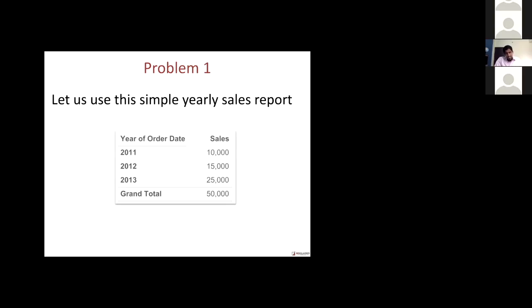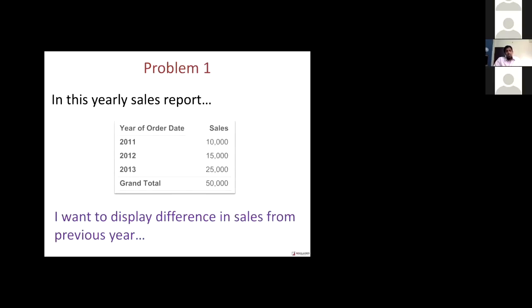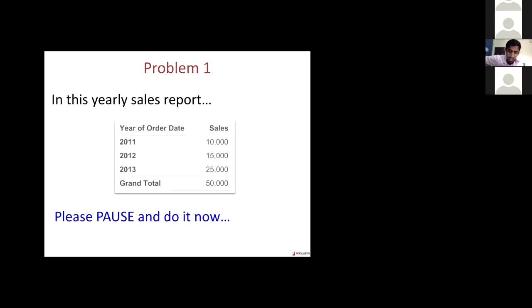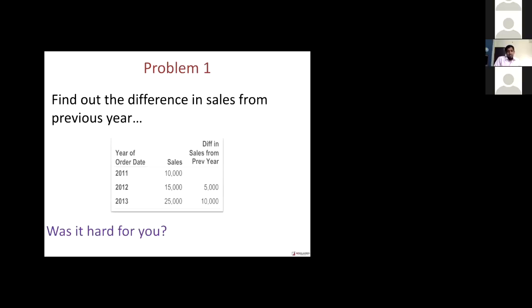So to illustrate this, let's start with this simple report. Nothing fancy here, just three years, simple numbers that you can add up, right? Everything is nicely rounding up. So what I want you to do is to add another column and display the difference in sales from the previous year. So the people in the audience, just take a pass and do it now. It's a very quick calculation. Okay, so here is the answer. We take the 2012 value, just do this minus this, we got this. Was it hard for you? You would say it was super easy.